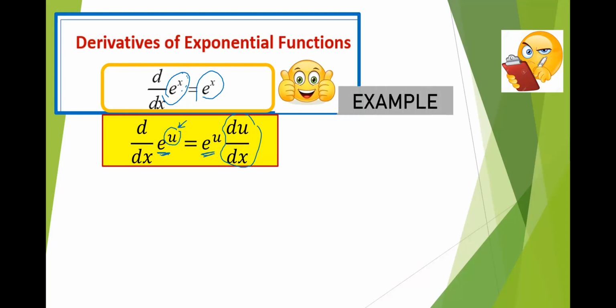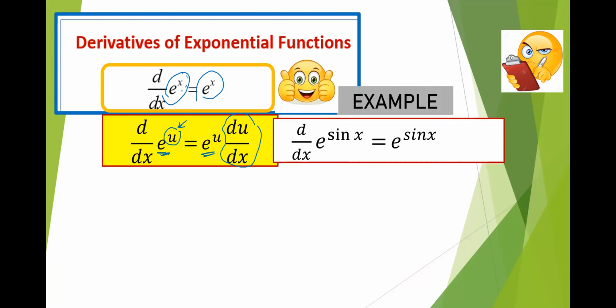Okay? So for example, if you're given e to the sine x, ayan, di ba yung sine x is our u. This is a function of x. So there's always the copying part. Kakopyahin mo whatever is given.